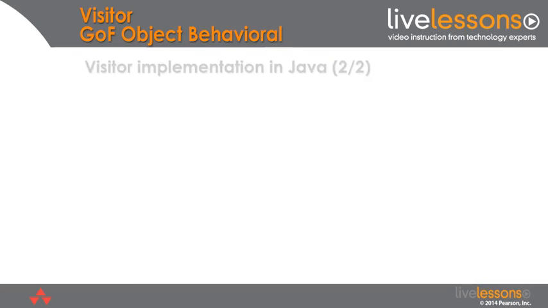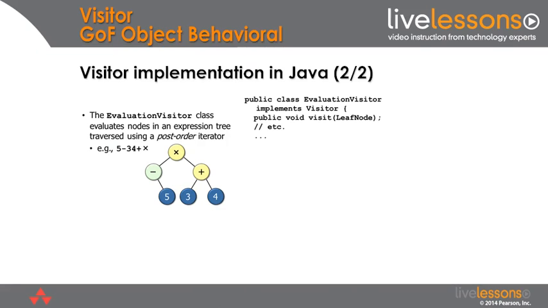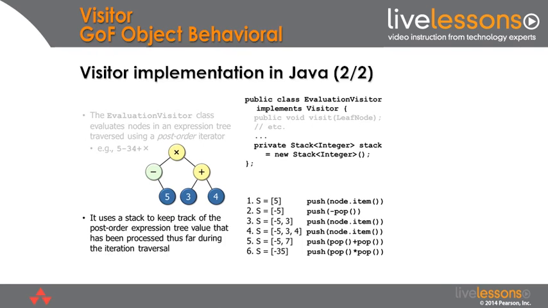Here's another example. This time we're going to use the evaluation visitor. Once again, we have an implementation of the visitor interface, except this time, rather than simply do something really easy like printing each element, we're going to evaluate the nodes in the expression tree in order to figure out what the yield of the tree is. And to make this easy, we're going to assume we're traversing the tree in post order. If you traverse an expression tree in post order, then you'll end up with a traversal that looks like what we show on the screen, where it's 5 minus 3, 4 plus times. And if you use a post order traversal, you can use a stack.